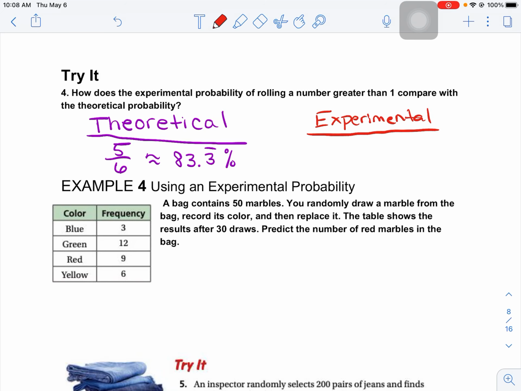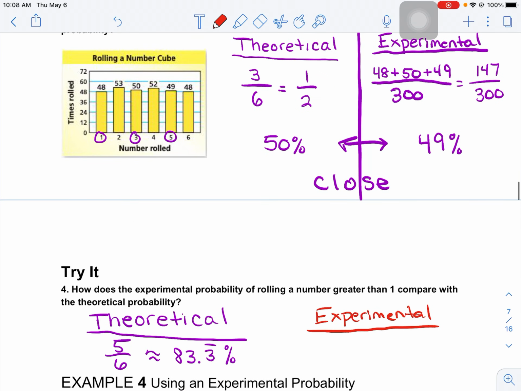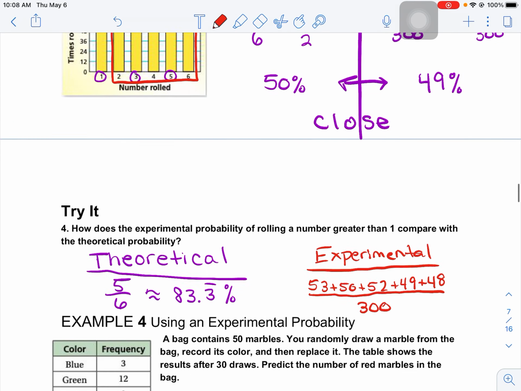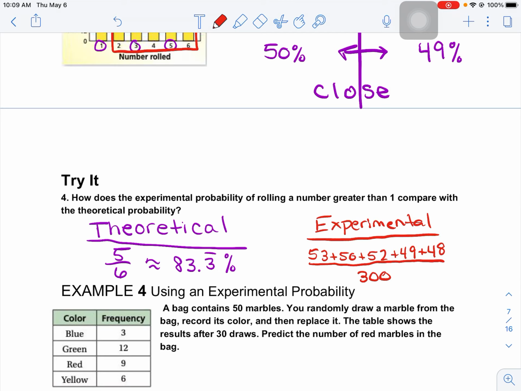All right, so if we look at the experimental, I need to go back up to my chart. Okay, so anything greater than a 1 would be any of these pieces here. So I need to do 53 plus 50 plus 52 plus 49 plus 48 all over 300. All right, so if we figure that out, and I added those up, that gives me 252 over 300.